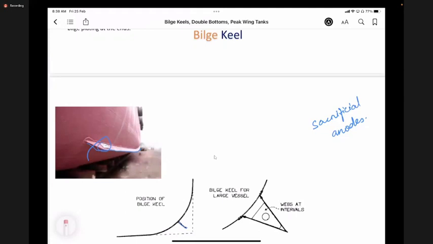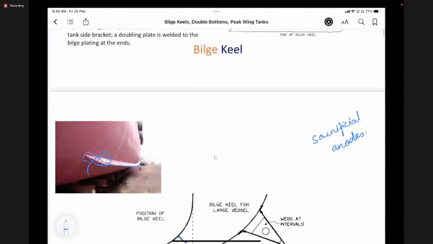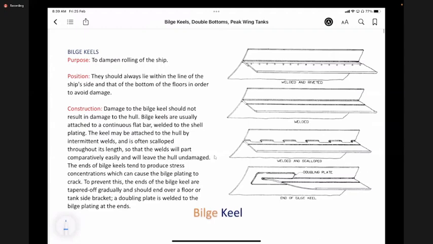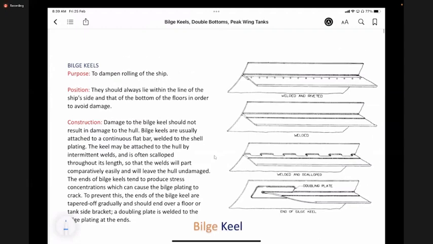Which is why we usually do not attach the bilge keel directly. So you know that we have a stick plate which is added onto the hull. The bilge keel is added to that particular plate. So what I'm trying to show is the manner in which the bilge keel is added is this one.